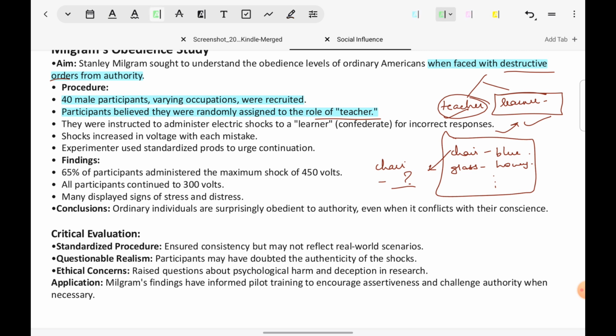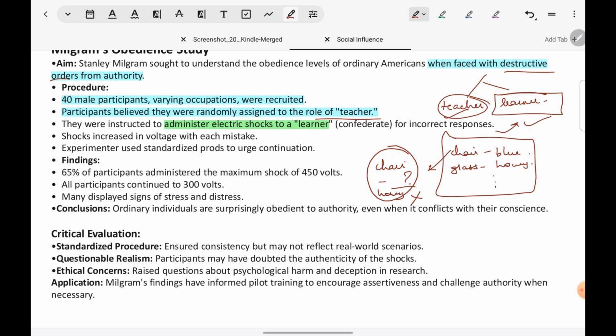Now what the teacher was instructed was that when he was testing the learner, all the participants are males in this study, if the learner did not give a right answer, then as a form of punishment, the teacher had to administer an electric shock to the participant. So say for this example, if instead of saying blue, which is the correct answer, the learner says honey, which is the wrong answer, this word was not paired with chair when it was taught, then the learner receives an electric shock from the teacher.